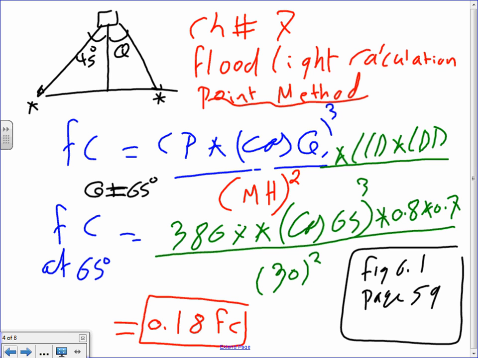So this is the chapter. Okay, floodlights. So we got that one, 6.1. How to use coefficient of utilization factor, floodlight. So any question, guys, about this chapter? Can I have a thumbs up? We're cool with this.